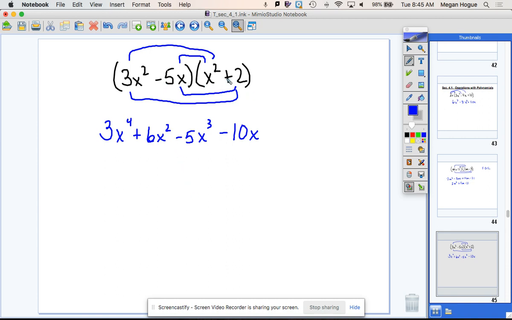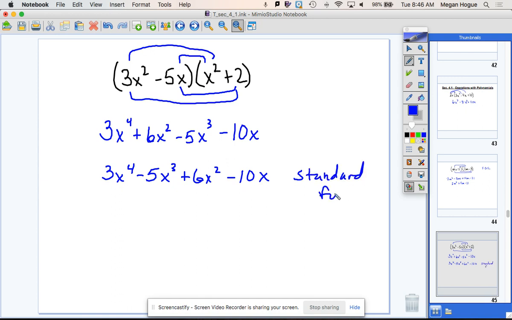Well, it's a little bit different because it wasn't our typical FOIL. Are there any like terms? No. Is this answer okay? No, it's not in the right order, so we better flip it around a little bit. 3x to the 4th minus 5x to the 3rd plus 6x squared, so I had to rearrange those two, minus 10x, because we like this to be in standard form. The biggest exponent down to the smallest, or the highest degree down to the smallest. That's what we went over yesterday.